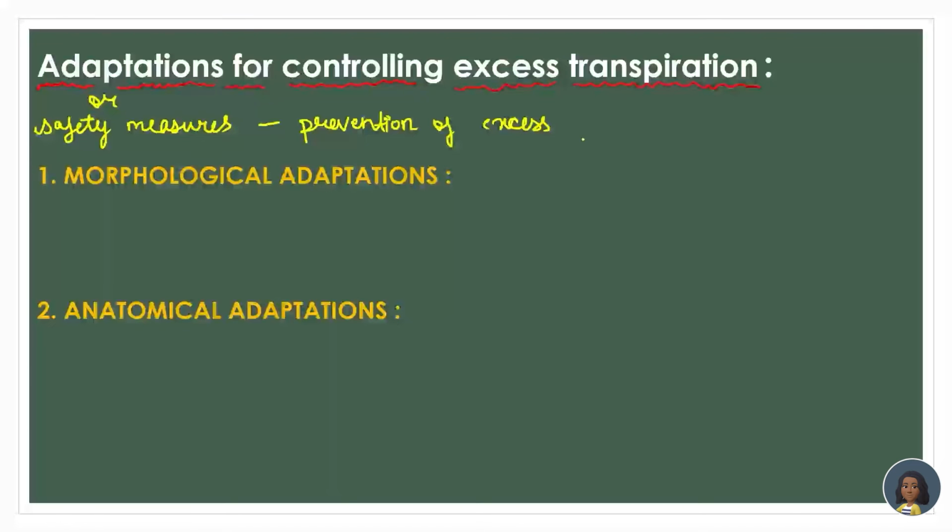Now there are two types of adaptations. One is morphological and one is anatomical. Now see, whenever in science or anywhere you get these two terms, morphological and anatomical, you have to be clear with one idea.